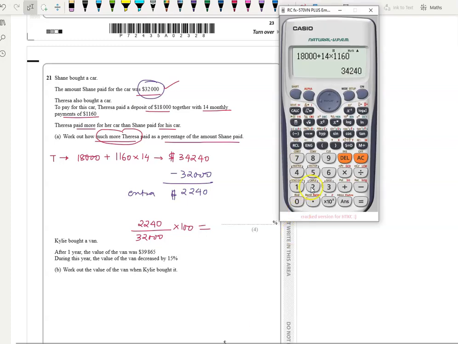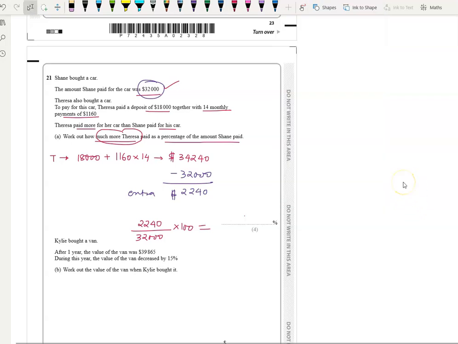So 2240 over 32,000 times 100, that gives you 7. So it was 7%.